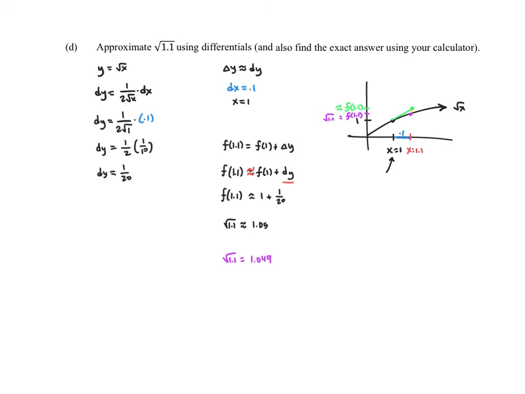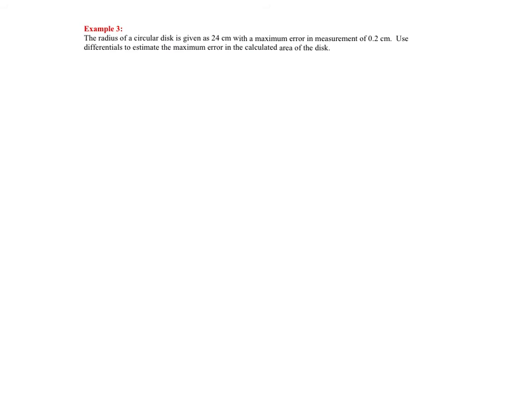All right, we got one more example. Let's get to it. Example 3. The radius of a circular disc is given as 24 centimeters with a maximum error in measurement of 0.2 centimeters. So give or take, when this company is manufacturing discs, the maximum error on the measurement could be 0.2, meaning that discs could come out at 23.8 centimeters in radius, or 24.2. So we're going to use differentials to estimate how far off the area of the disc could potentially be.